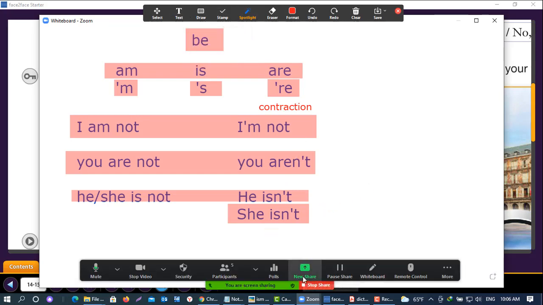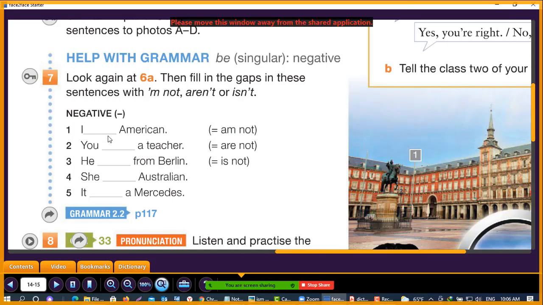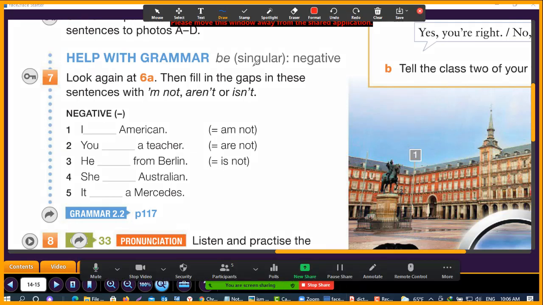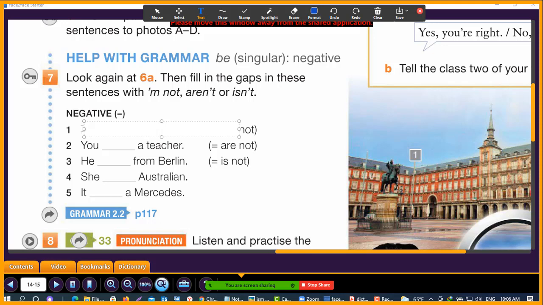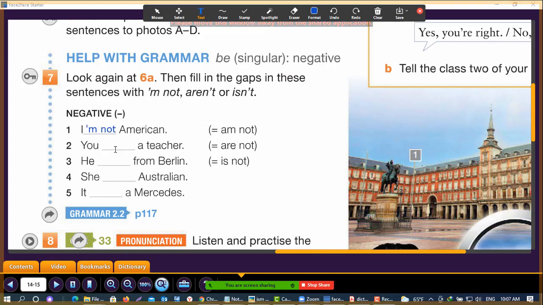Now let's go to the book. Here we have I am not. So what's the contraction? I'm not. We write apostrophe m after that, then not. Good. In your book, write numbers 2, 3, 4, and 5. What's the page number? Page 15, exercise 7.